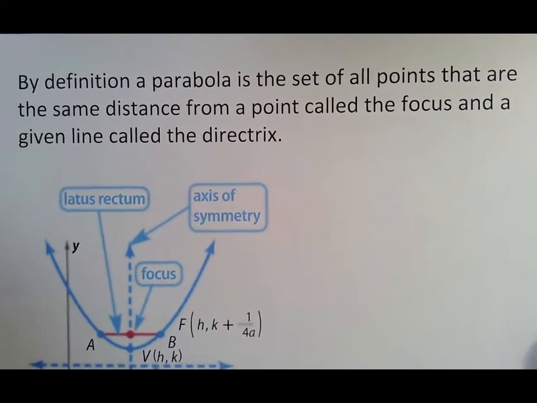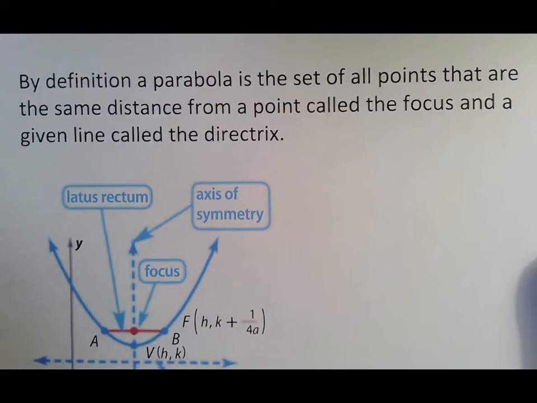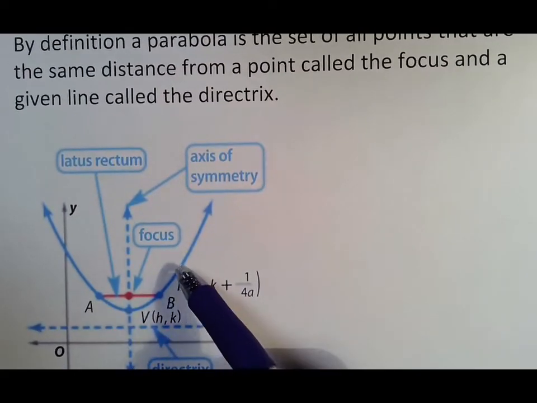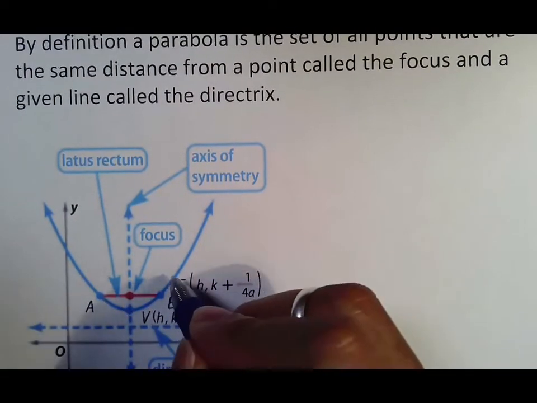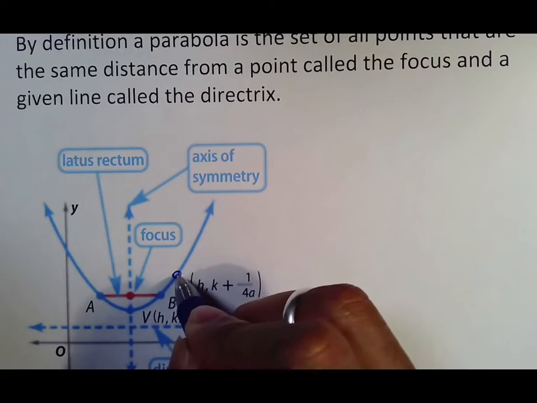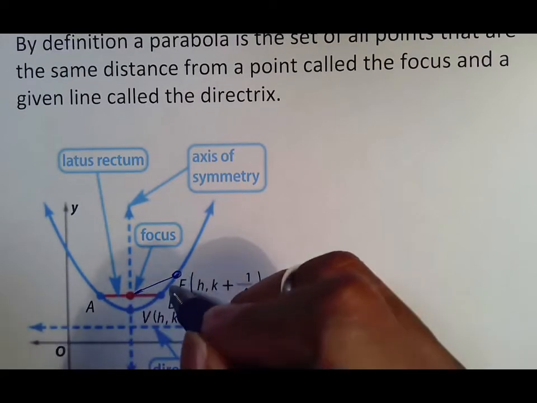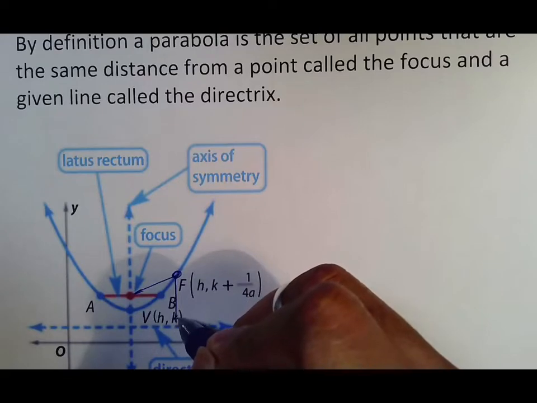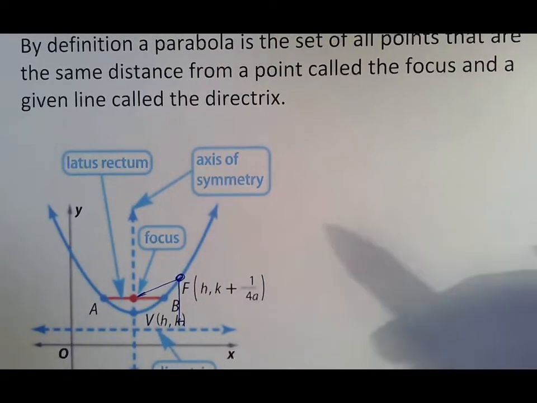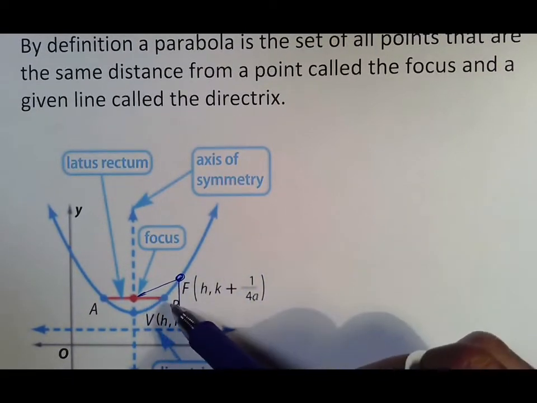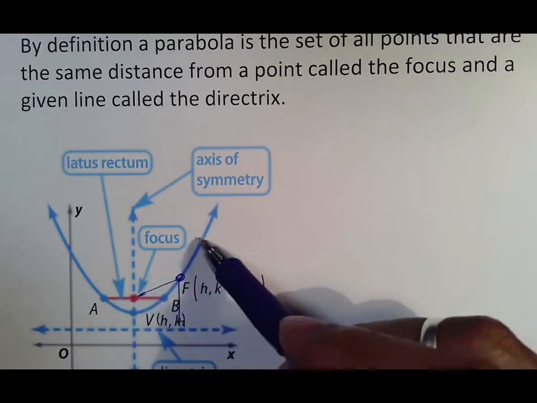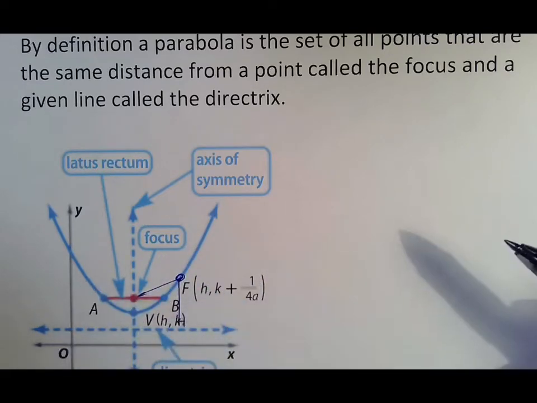By definition, a parabola is a set of all points that are the same distance from a point called the focus and a given line called the directrix. So when you pick a point here, for example, it means that the distance from here to what we call the focus is the same as the distance to the line, which of course you'll learn later is just a perpendicular to it. But those two distances would be the same. So same thing, that would be the same, that would be the same.